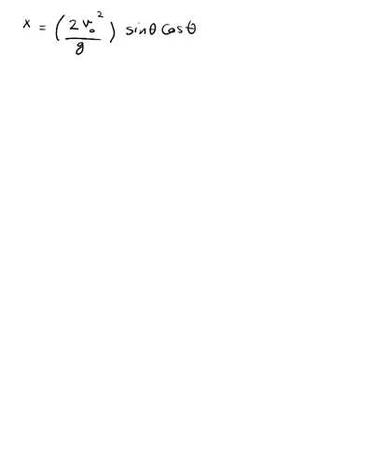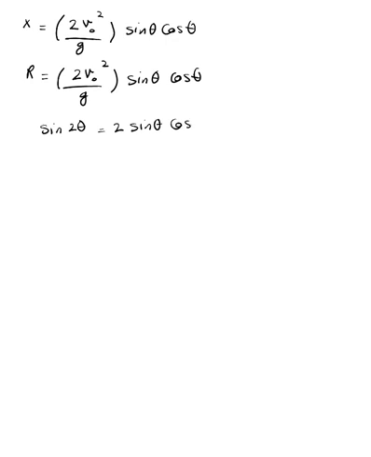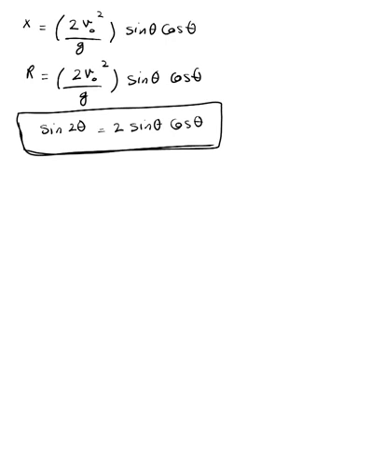So I can write range to be 2 v naught squared divided by g, sine theta cosine theta. Now, we have a trigonometric identity that says sine 2 theta equals 2 sine theta cosine theta. Okay, so this is the identity that I know. You can find this in Appendix A. Appendix A gives you all the trigonometric identities that are useful in this book.